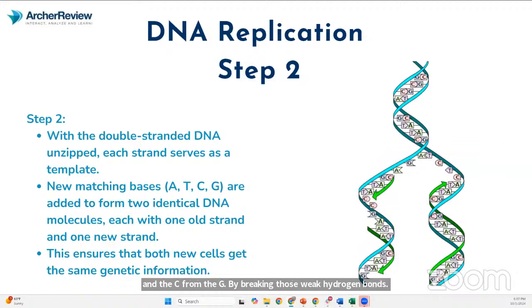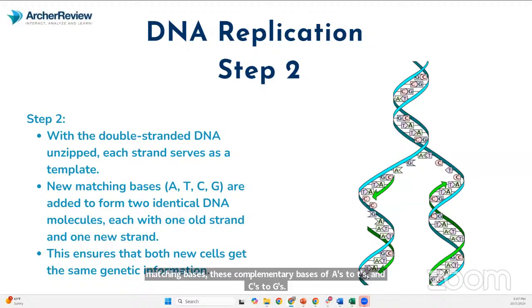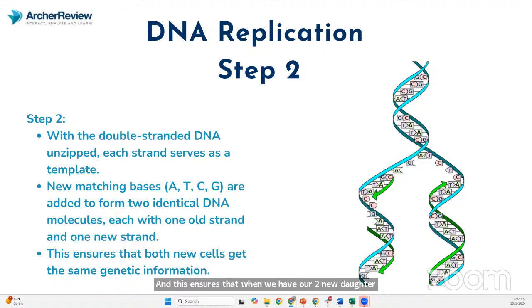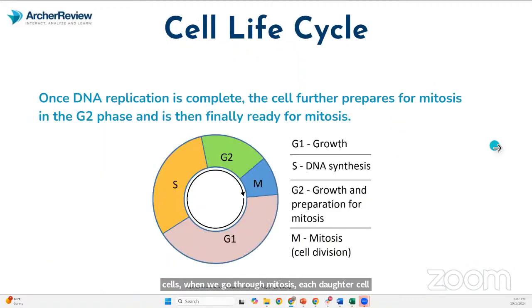Then in step 2, now that we have the split open DNA, we can start building a new DNA strand on each old strand. And so what that means is that our new DNA is going to have 1 fresh strand and 1 old strand. And it's going to be these matching, complementary bases of A's to T's and C's to G's. And this ensures that when we have our 2 new daughter cells, when we go through mitosis, each daughter cell is going to get the exact same genetic information as the parent cell.